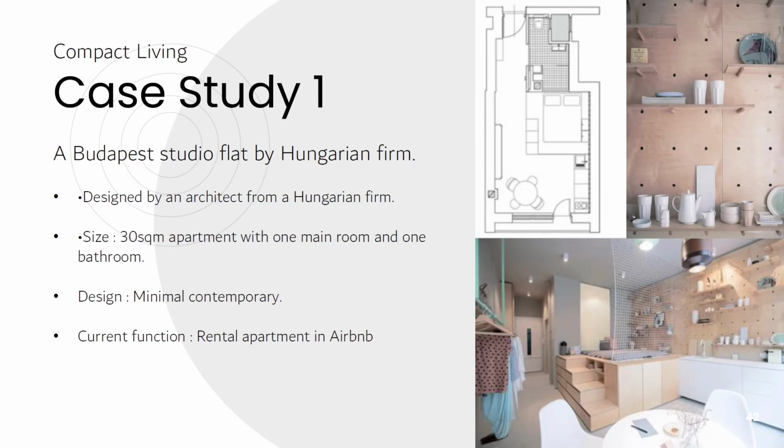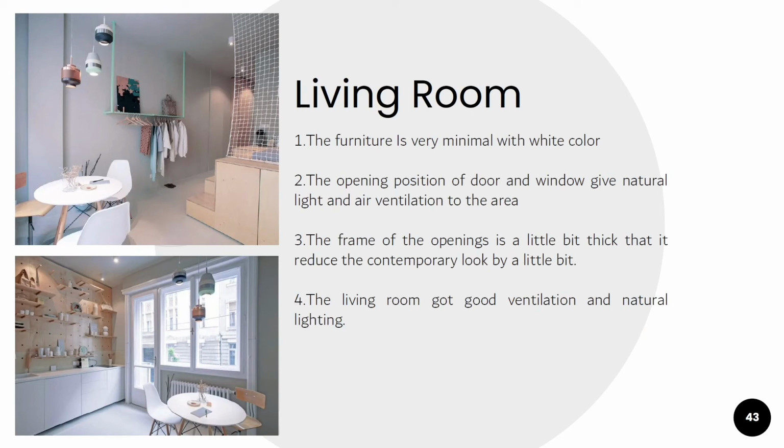Moving on to our first case study of compact living, it's a Budapest studio flat by a Hungarian firm. It is designed by an architect from there and it is 30 square meters with one main room and one bathroom. The design is minimal contemporary and the current function is a rental apartment on Airbnb.